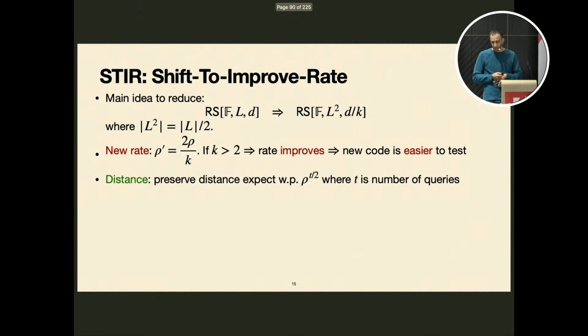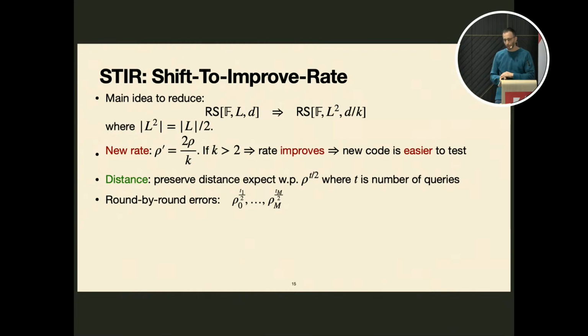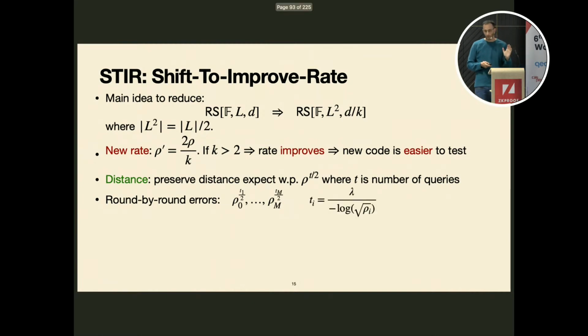So what does this mean? We also preserve the distance. What I mean is that the round-by-round soundness of the protocol is going to be as follows. The soundness for every round i is going to be rho_i to the power of t_i over 2. So we don't have one rate. We have rho_0, which is the initial rate of the function, and then in every round we have a different rate rho_i. And so the number of repetitions we need also changes.